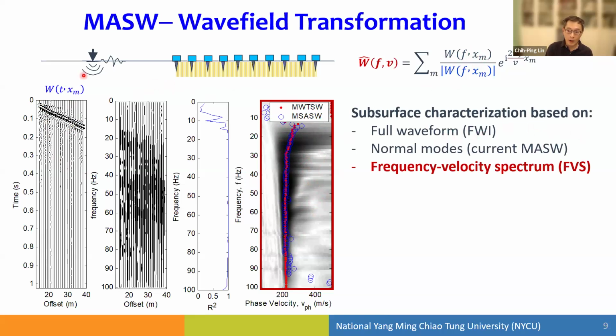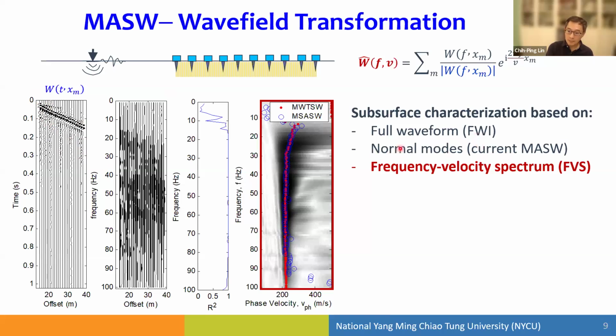So subsurface characterization can be based on full waveform inversion. That is, why not? Let's fit the Earth's profile, fitting the whole waveform. And a lot of research is doing exactly that, right? But full waveform inversion can be quite complicated, and I will explain why that is the case.